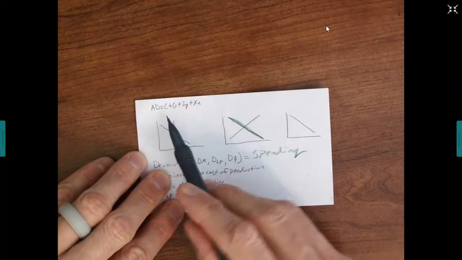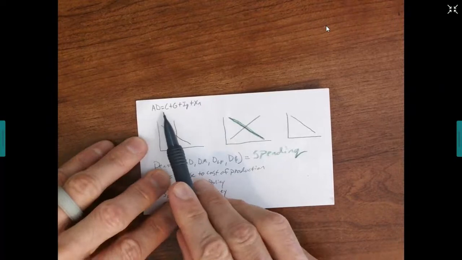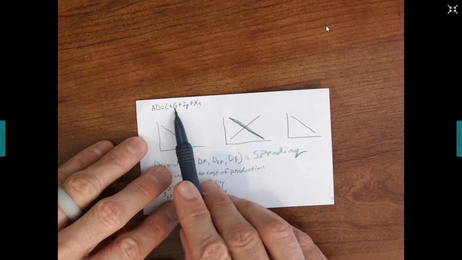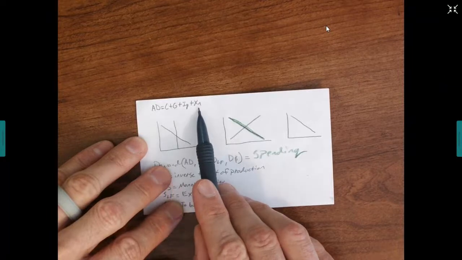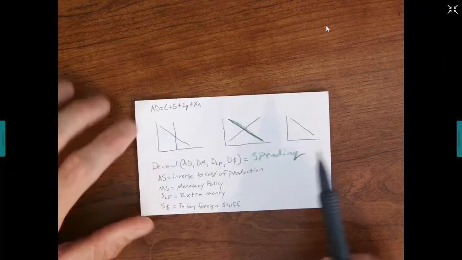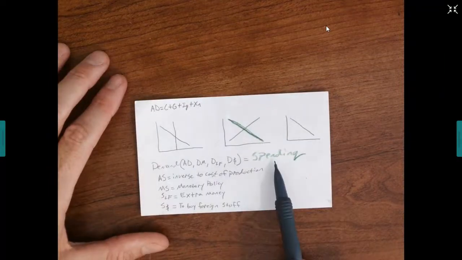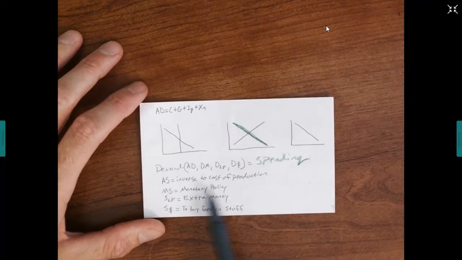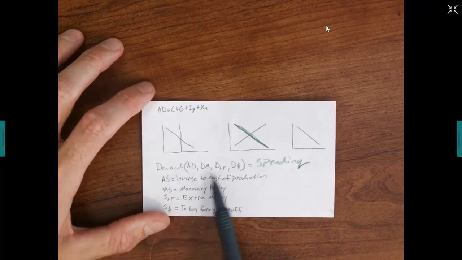If we remember, aggregate demand is equal to four different sectors in the economy: consumer or household spending, government spending, business spending, and foreign spending. Aggregate demand is really nothing more than spending. There is a direct relationship. If spending goes up, then demand goes up. It causes aggregate demand to go up.